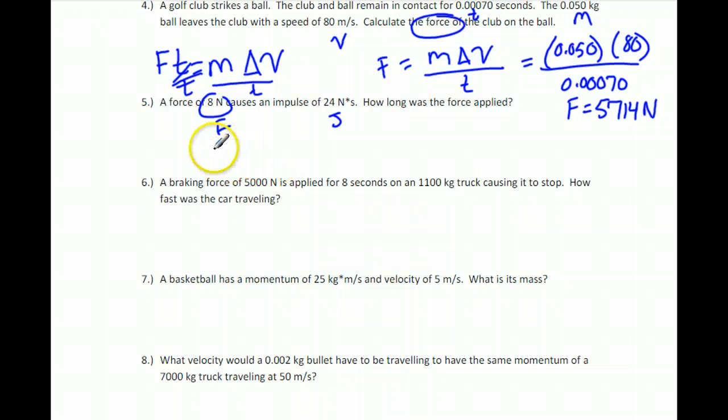A force of 8 newtons causes an impulse of 24 newton seconds. How long was the force applied? So you're going to use this formula, J equals Ft, and you're going to go ahead and plug in. You know that your impulse is 24, your force is 8, and solve for t.